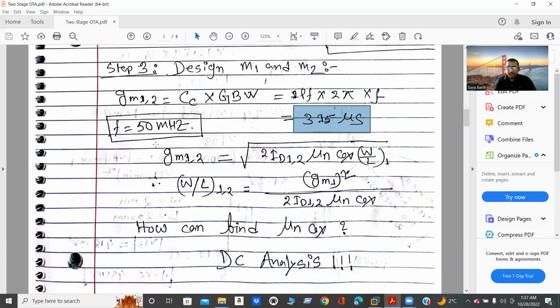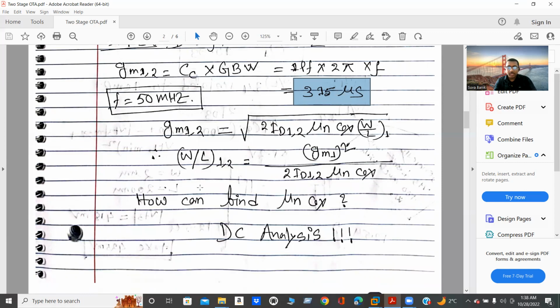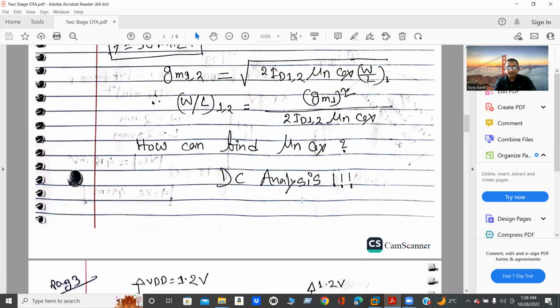Using this gm1 value, there is a common formula, or you can say a relationship, between ID, mu, and Cox, W by L with gm. From here, I can calculate the aspect ratio for M1 and M2. However, how can we determine the mu Cox value? You should know this mu Cox is related to our technology parameter, but we can determine its value using DC analysis.